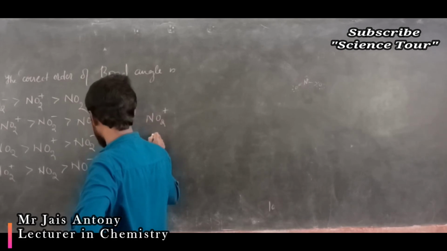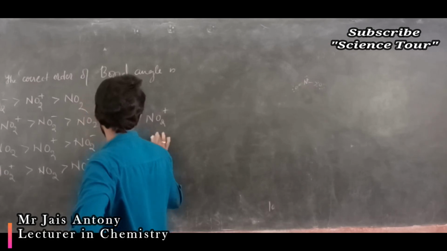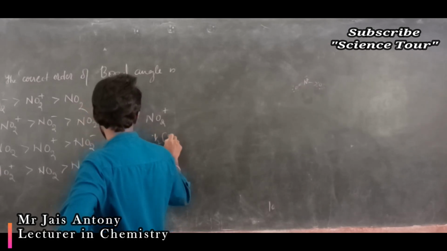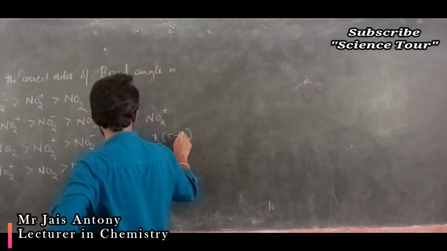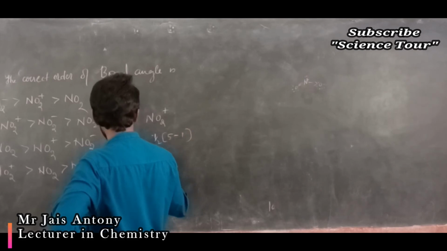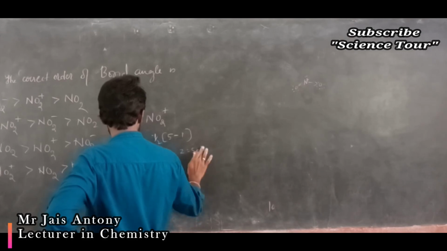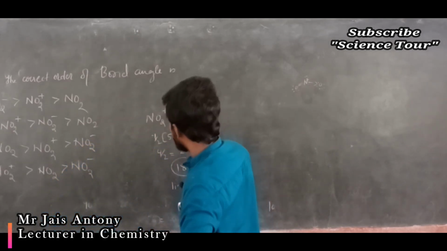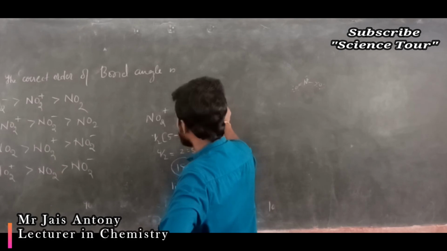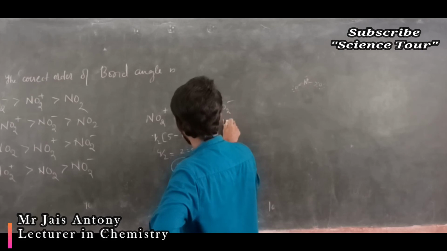Nitrogen has 5 valence electrons, half into 5 minus 1, so it is 4 divided by 2, which is 2, so it is SP hybridization. SP means 180 degree, 180 means linear.